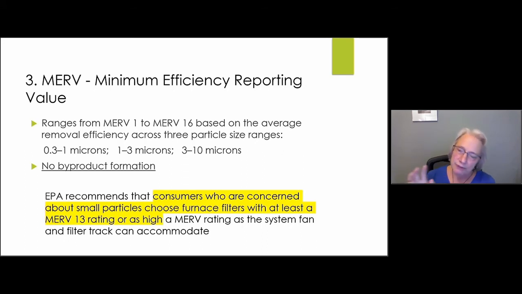And then for home use, if you're concerned about the small particles, those that are very tiny, you really want to choose a furnace filter with at least a MERV 13 rating, or as high as you can, given the HVAC unit that's in your system. So you don't want to go installing a higher MERV value furnace filter unless you have checked with the manufacturer to make sure that the system can indeed handle the increased pressure differential of these furnace filters. Next.